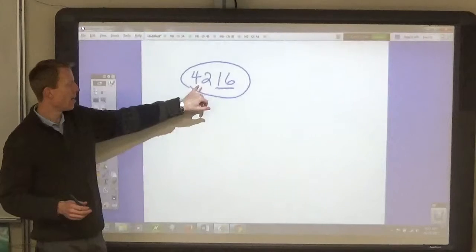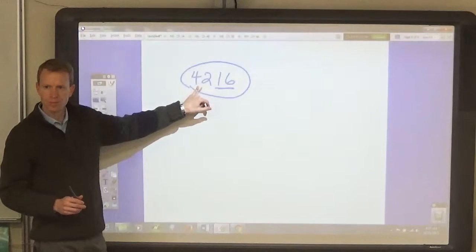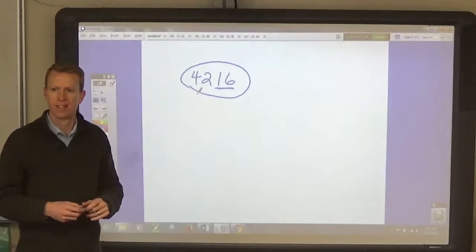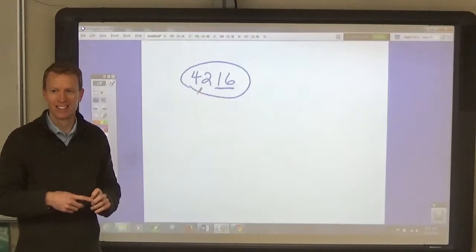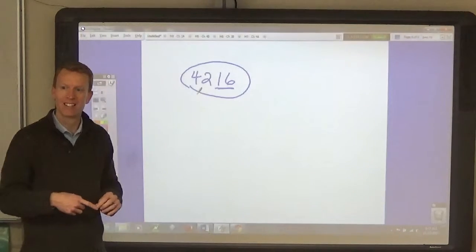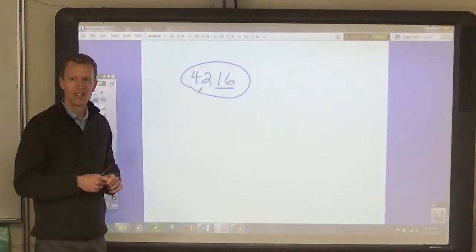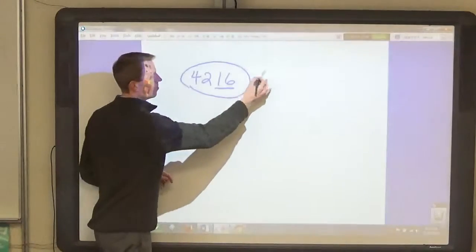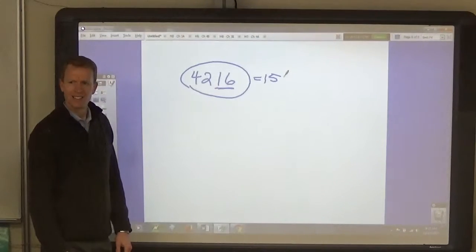Is this number divisible by 3? What would you do, Jordan? How would you figure out if it's divisible by 3? You just wrote it down, and I just taught it to you. And then we did 2 examples. If the sum of the digits can be divided by 9 or 3. So let's add the digits. What is it? 15.